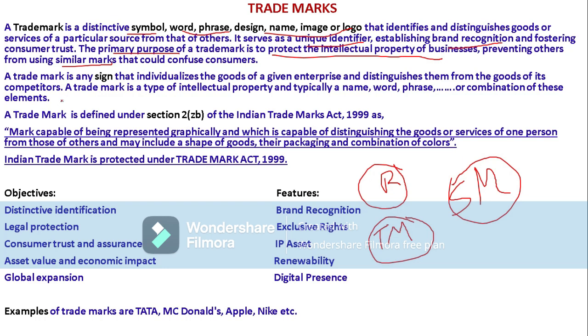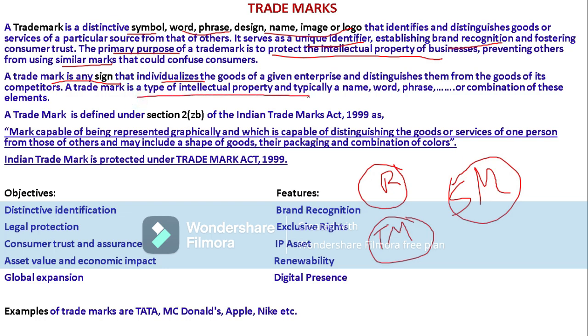Okay, and now if we see, trademark is any sign. Trademark means any sign that individualizes the goods of a given enterprise. Any sign, it may be a symbol, a word, a phrase, a design, any sign that individualizes, that determines the unique nature, that identifies the goods of a given enterprise and distinguishes them from the goods of the other competitors. And a trademark is a type of intellectual property.